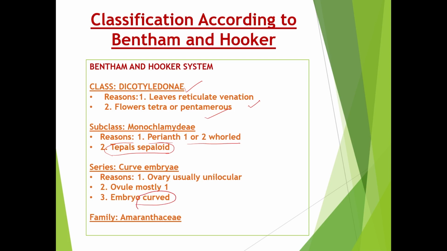In this series you will study two families. First is the Amaranthaceae, which you are going to study today, and next you will study the Euphorbiaceae family, which belongs to the Unisexuales. You can identify the first group by the presence of the curved embryo, and in the Euphorbiaceae you will find only unisexual flowers present. So today we are going to study the Amaranthaceae family.